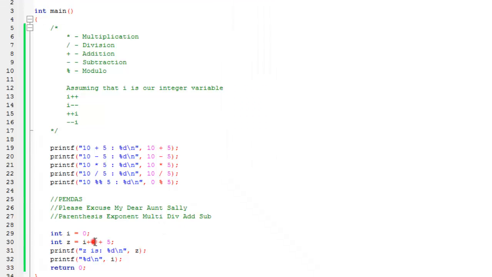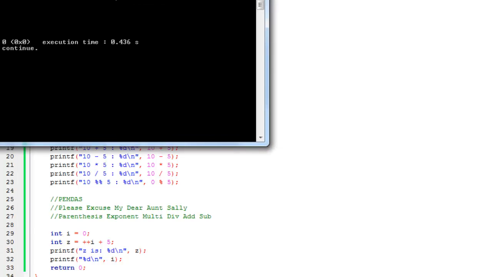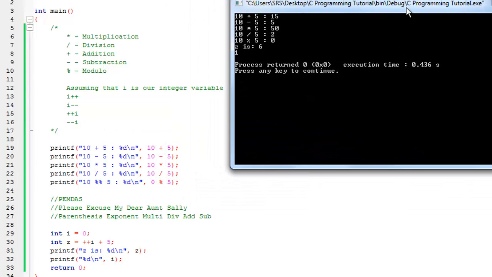So let's change this around, and let's do plus plus i. Now I'll give you guys the answer beforehand. The first thing that's going to happen is this plus plus operator. So i is equal to 0. i is immediately going to be set to 1. We're actually changing the value of i. So i is going to be 1 plus 5 is equal to 6. z is going to be 6, and i is going to be 1. There you go. So that is the difference between plus plus before the variable or after. And the same with minus minus. I'll let you guys experiment with that if you don't believe me.